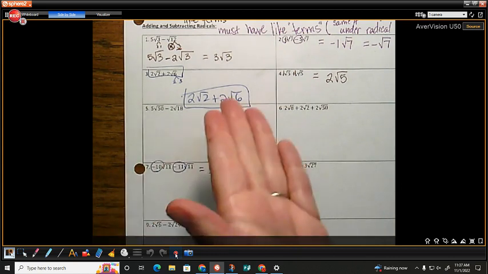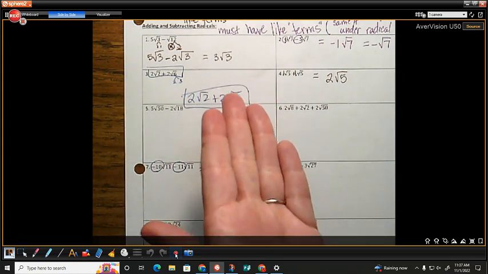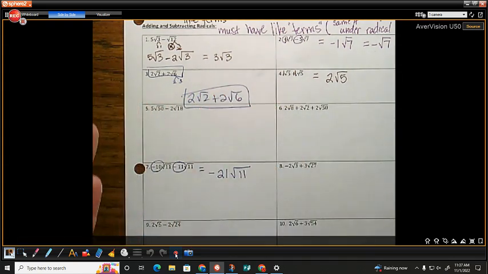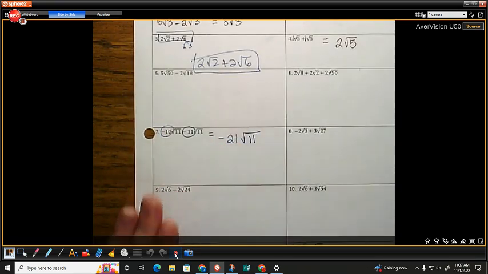And so, sometimes that's going to happen. When that happens, as long as you've checked to make sure that both radicals are completely simplified and done correctly, then you're probably in good shape. Now check number 5.